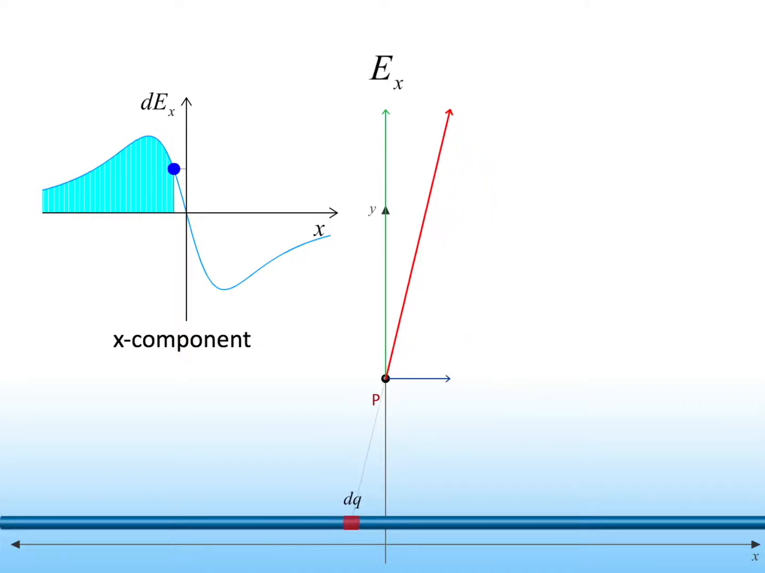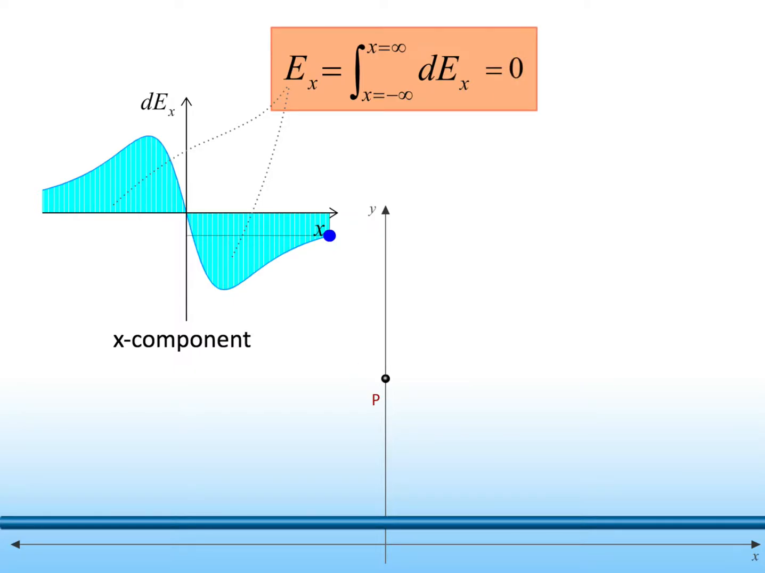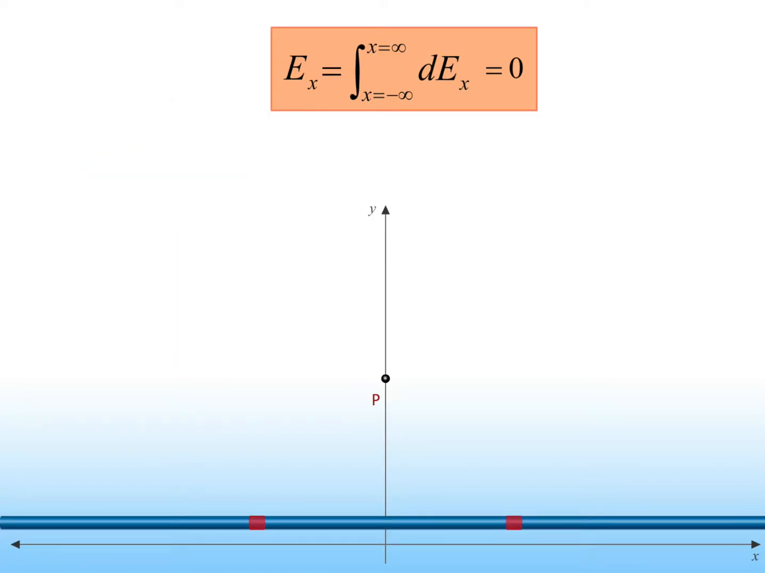The value of E sub x, the x component of the total E field at P, is equal to the integral of dE sub x over x, which is represented as the area under the dE sub x curve. It certainly looks like this area is 0, and in fact, it is. We can understand why E sub x is 0 by considering the contributions to the integral from two segments on the line that are equidistant from P as shown.